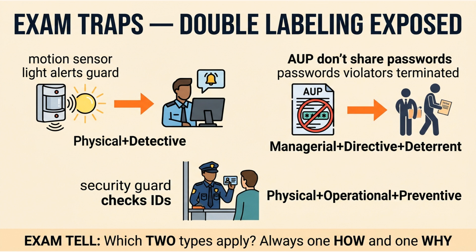Scenarios. Motion sensor light that alerts guard equals physical plus detective. You touch sensor, it detects. AUP says don't share passwords. Violators terminated equals managerial plus directive plus deterrent. It's a document that tells you what to do and threatens. Security guard checking IDs equals physical plus operational plus preventative. Exam trick. If question asks which 2 types, always pick one how and one why.